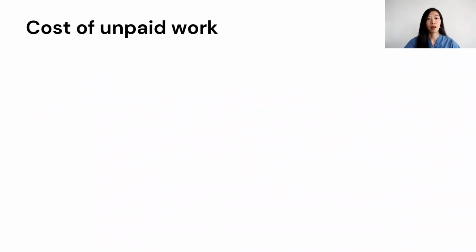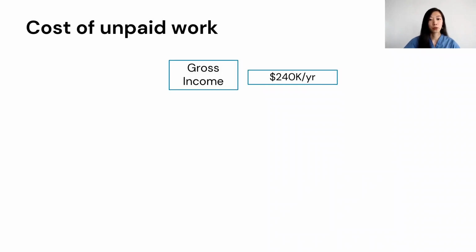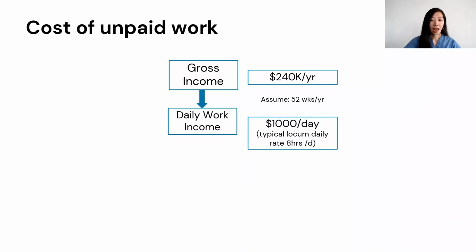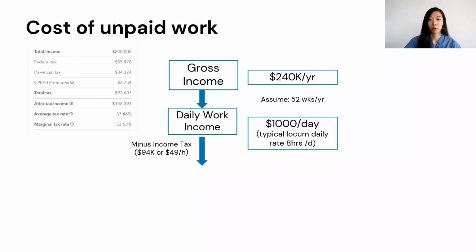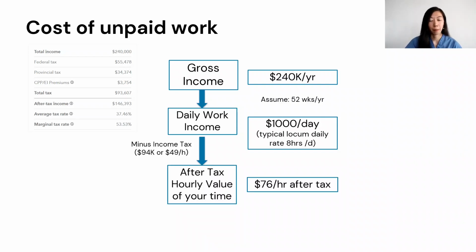So just to emphasize a bit more and give a case example, let's say you're making a gross income of about 240 grand as an average family doctor in Ontario, and let's say you work 52 weeks a year. You don't take a vacation because it's the pandemic and we can't do that. Your daily work income comes out to be about $1,000 a day, which is your typical locum rate if you work 8 hours a day. You take away tax, which is about $94K or $49 per hour, and the after-tax hourly value of your time is about $76 per hour.